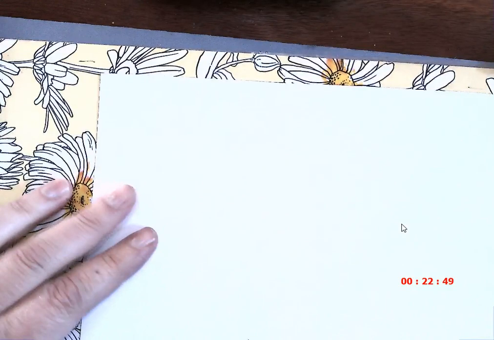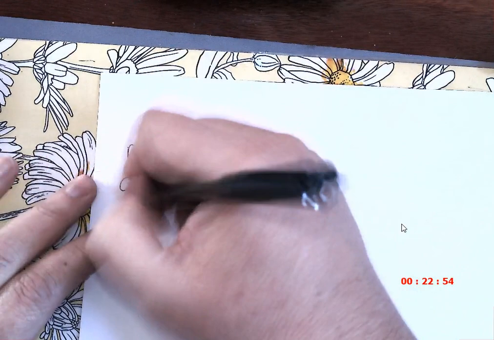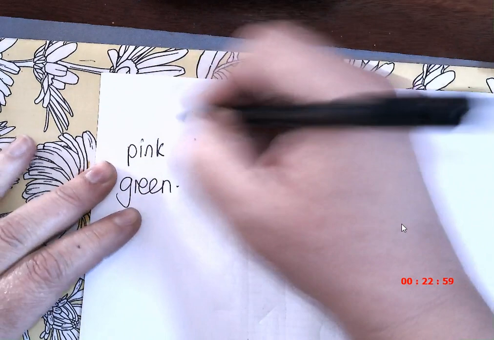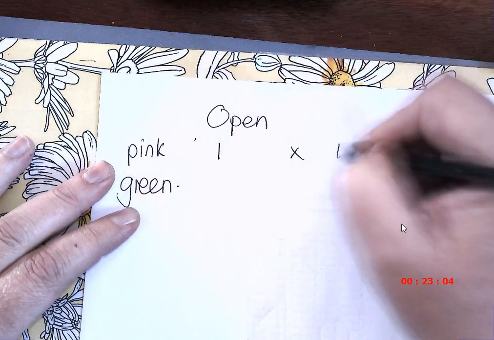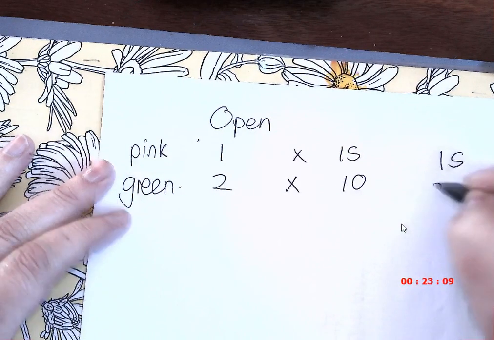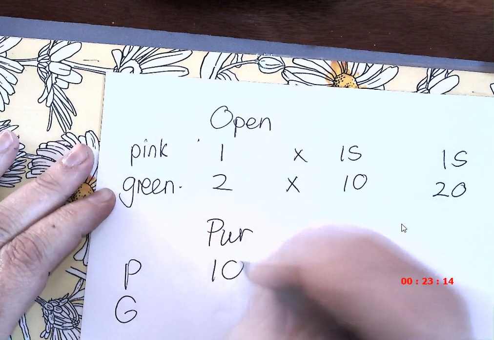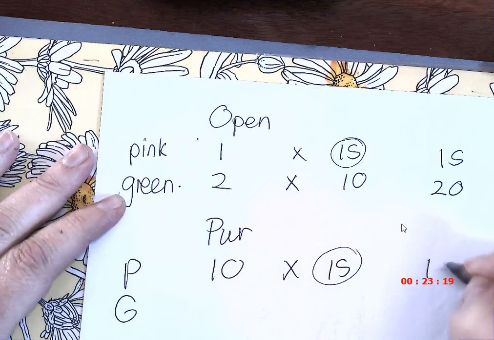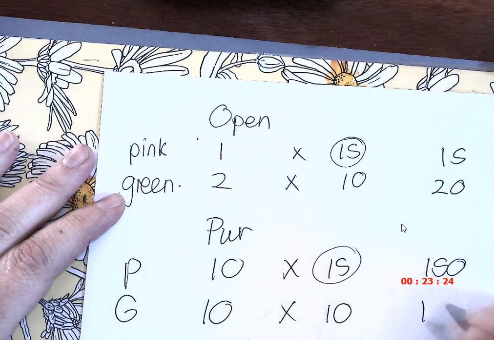Basically, let's say I have pink highlighters, and I have green highlighters. I'm only going to do 2. So now I say to you, okay, opening stock, pink was 1 at 15 rand. Green was 2 at 10 rand. Then they give you purchases, pink and green. Pink was 10 at 15 rand, so that's 150. Green was also 10 at 10 rand, giving 100.